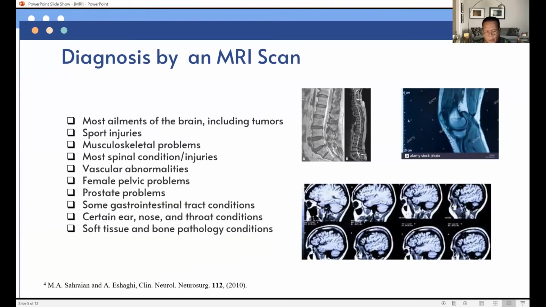MRI is a non-invasive way for your doctor to examine your organs, tissues, and skeletal system. It produces high-resolution images of the inside of the body that help diagnose a variety of problems. Let's see this one. Most ailments of the brain, including tumors, sports injuries, musculoskeletal problems, most spinal conditions or injuries, vascular abnormalities, female pelvic problems, prostate problems, some gastrointestinal tract conditions, certain ear, nose and throat conditions, and soft tissue and bone pathology conditions.